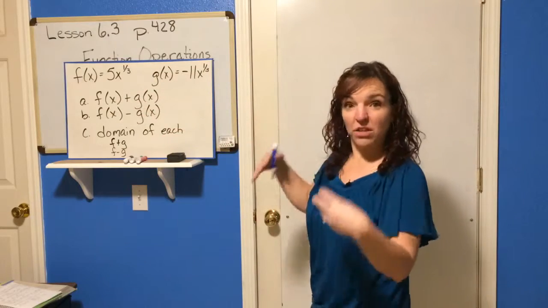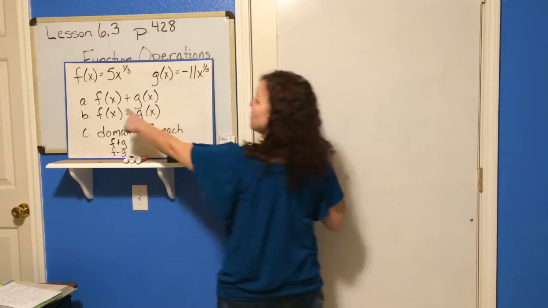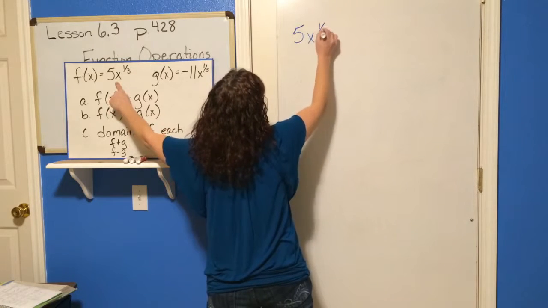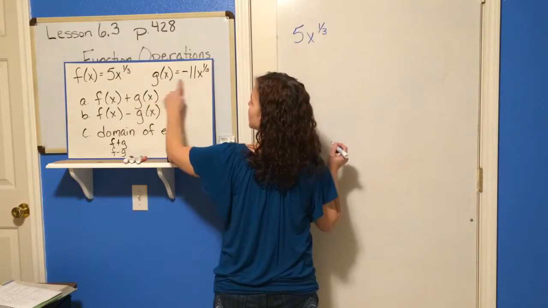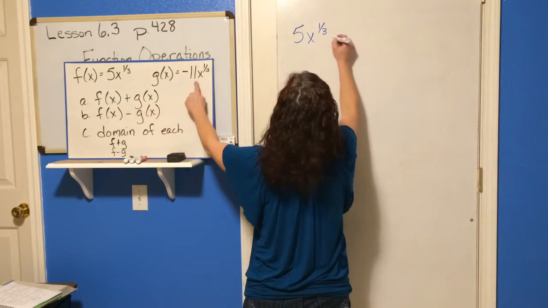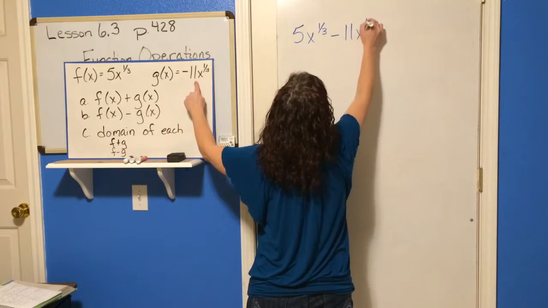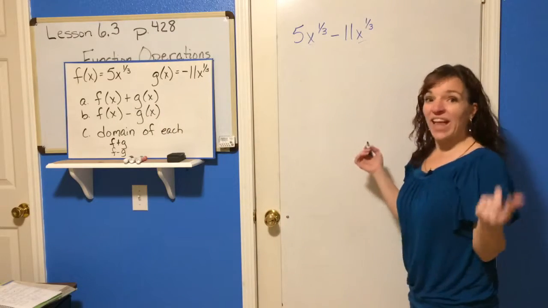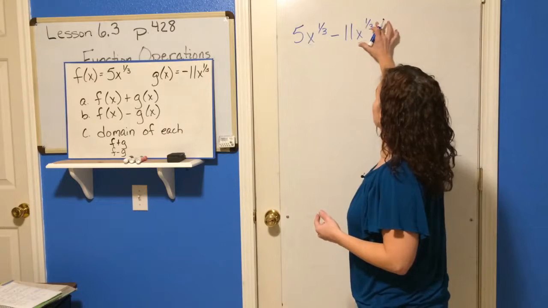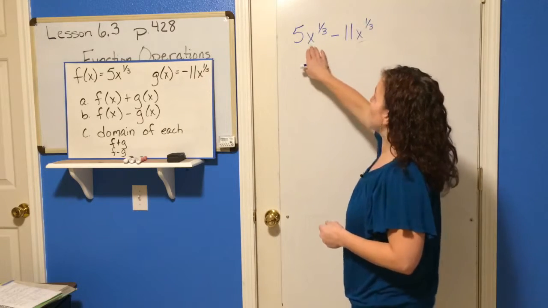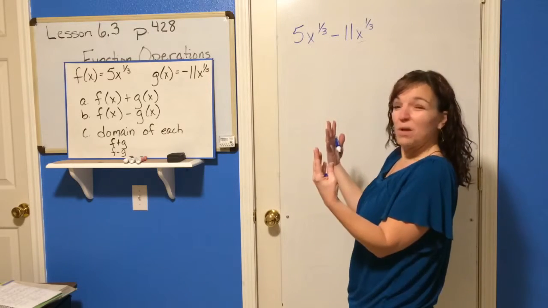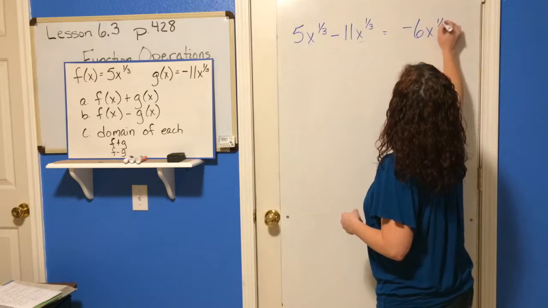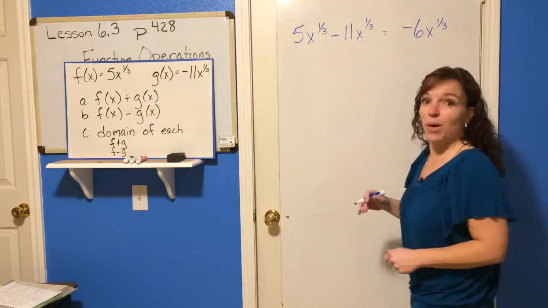So you simply plug those things in. For a, the function f of x is 5x to the 1/3, and the function g of x is negative 11, so plus a negative 11x to the 1/3. In this case, the x to the 1/3 are not like fractions, they're like exponents. So these are like terms, so we can just combine them. 5 minus 11 is negative 6, so negative 6x to the 1/3. Ta-da, done, that's it. I promise that's all there is.